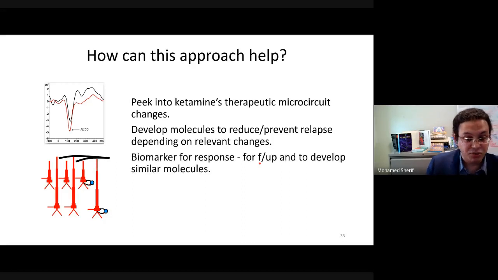It can also act as a biomarker for response. So instead of patients coming and receiving ketamine as maintenance, let's say every 4 weeks, it might be possible that a patient would come and get an EEG, and if we see that the changes are still maintained, then we don't give ketamine this visit. If the changes are lost, then they would need a maintenance dose or boosting dose.